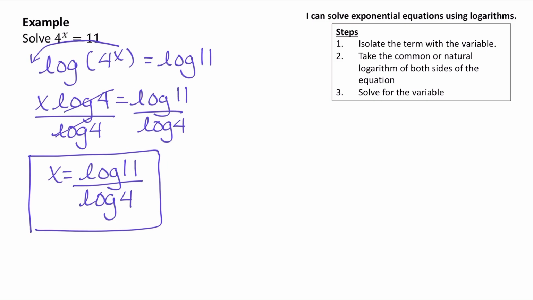If it wants you to approximate, what you can do is enter this in your calculator. So you can go to your calculator, type log 11, hit enter, and then divide by log 4, and then hit enter, and it gives you 1.7297. Remember, with logs we usually round to 4 decimal places, so that will be your approximate solution. So it just depends on what it asks you for in the original problem.